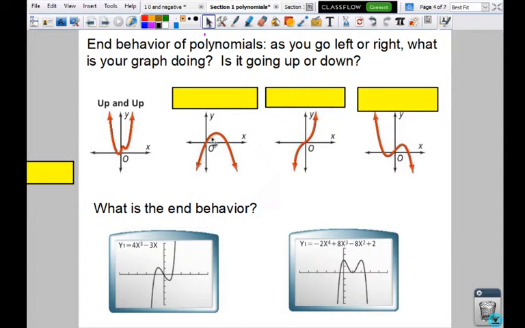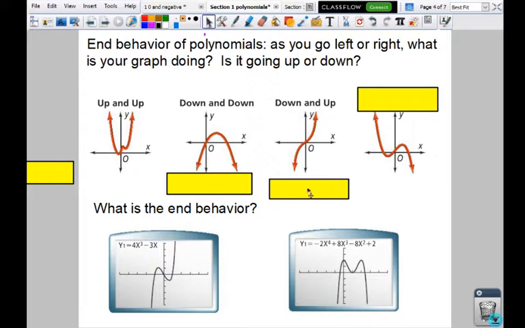Alright, how about this one? As I go left, what am I doing? Down. As I go right, down. Down and down. This one is down, but as I go right, it's up. So down and up. And then up and down.